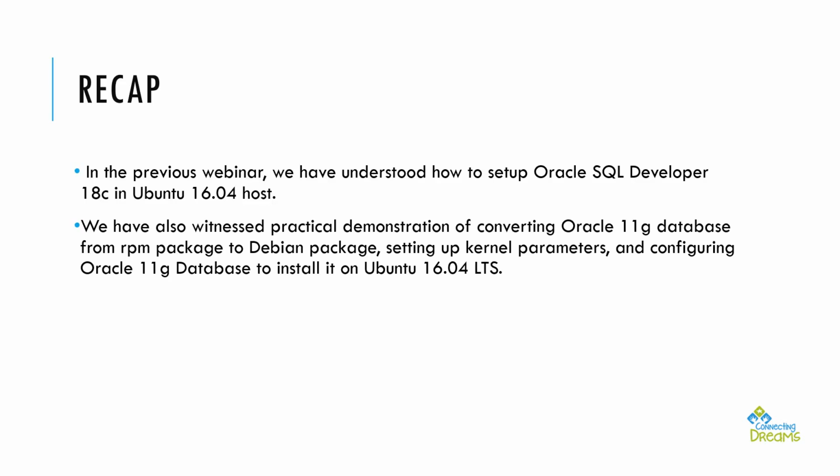In the previous webinar, we have understood how to set up Oracle SQL Developer 18c in Ubuntu 16.04 host. Since Oracle 11g database was initially designed to work on RPM-based systems, it was necessary to hack it such that it could also function with Debian-based systems. We have also witnessed a practical demonstration of converting the 11g database from RPM package to Debian package, setting up kernel parameters, and configuring Oracle 11g database to get it installed on Ubuntu 16.04 LTS.